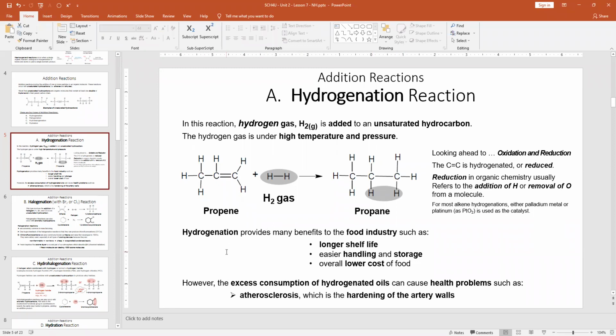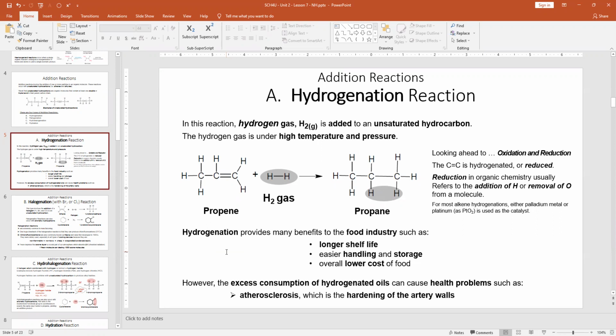So hydrogenation is a process that actually has a lot of benefits. It has a lot of utility in the food industry. When you hydrogenate oils, you get longer shelf life. They become easier to handle, easier to store, particularly because of their long shelf life. And overall, they cost less because they can last a very long time. And that's great for the food industry.